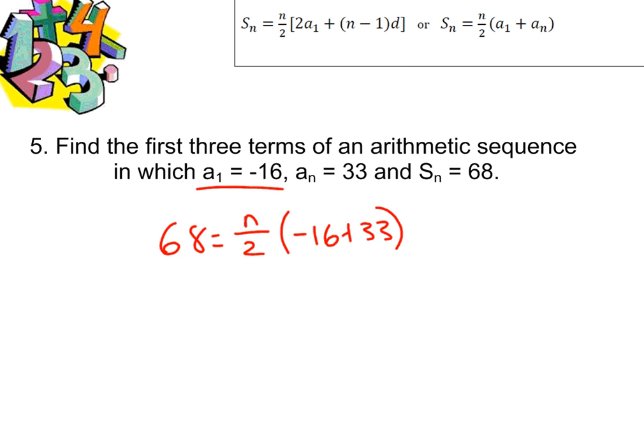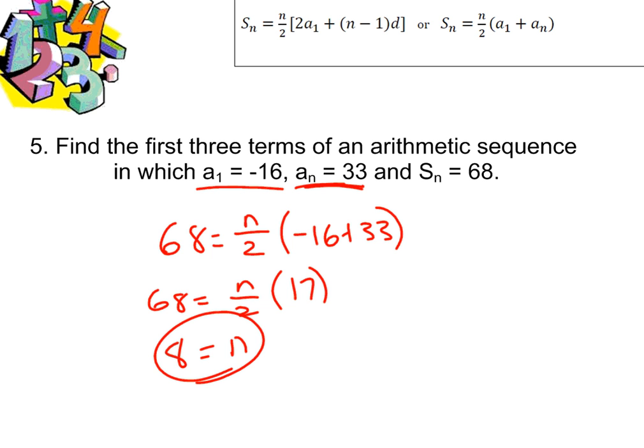So n divided by 2, negative 16 plus 33 is going to be 17. So that's going to be 17. So now, a little solving, 68 divided by 17 times 2. So n equals 8. So that means that my 8th term is 33.